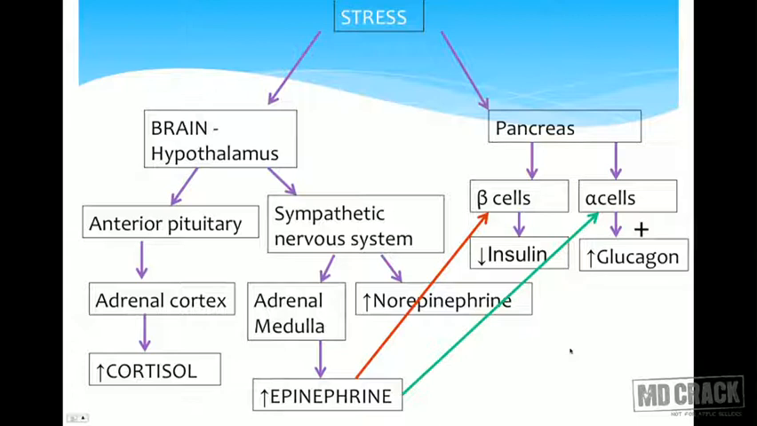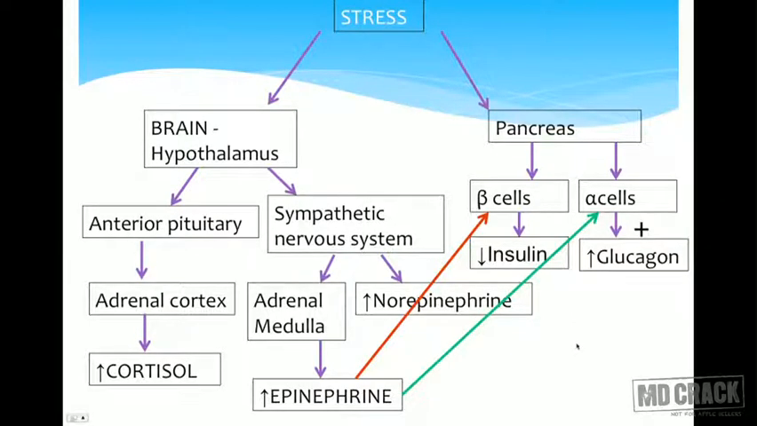So let us look at the schematic diagram. Stress, the pancreas, beta cells, alpha cells. We saw how decreased insulin, increased glucagon. Now, once epinephrine is there, it will override the stimulation of beta cells by glucose to release insulin. It also stimulates the alpha cells to release glucagon, and thereby all the actions that we saw now, what were happening during starvation, the same thing can happen during a stressful situation.